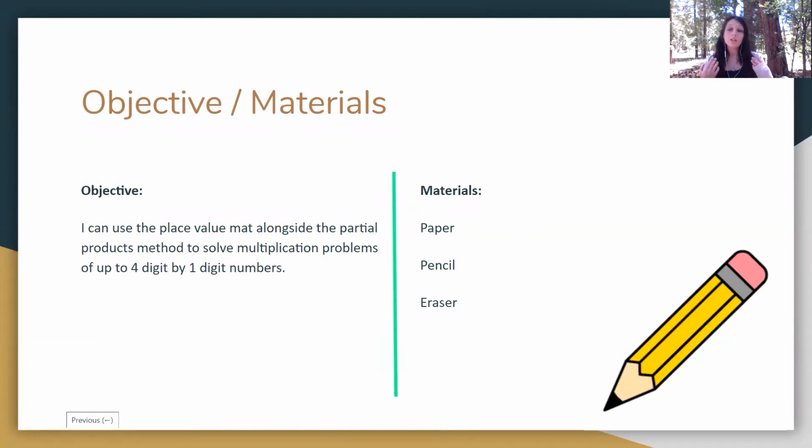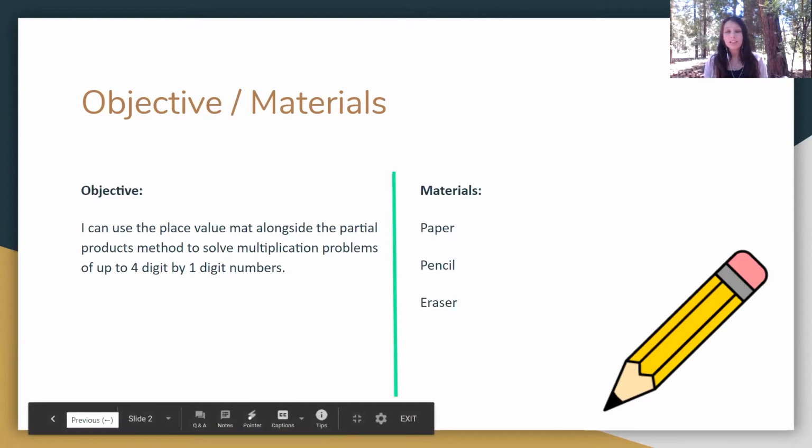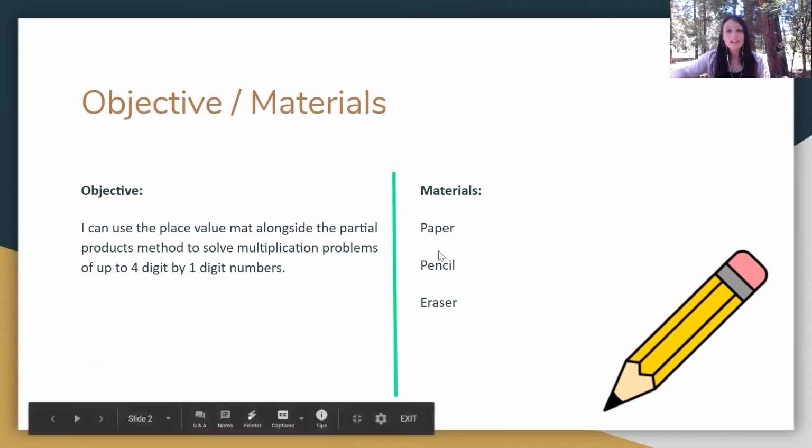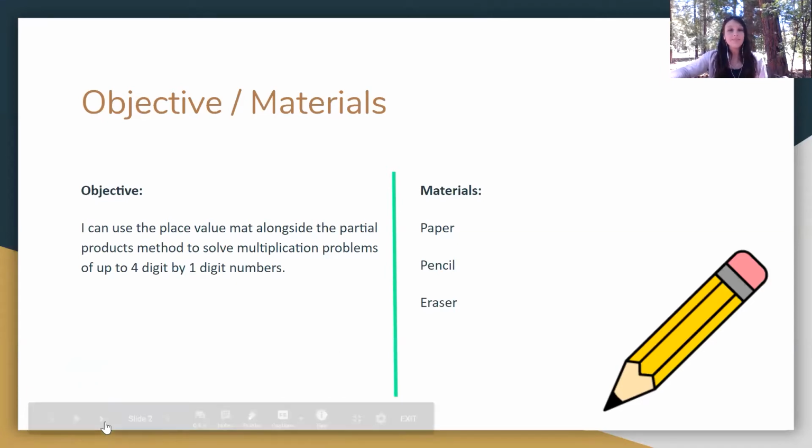What this means is we're going to practice multiplication, but we're going to do it up to 4 digits by 1 digit. So we're going to do a number such as 10 times 2, then 100 times 2, then 1,000 times 2. See how 1,000 is 4 digits? That's what I mean when I say we're going to do up to 4 digits by 1 digit. The materials that we're going to use today are a piece of paper, a pencil, and an eraser. So let's move on with our lesson.